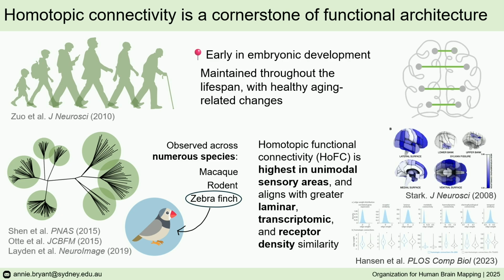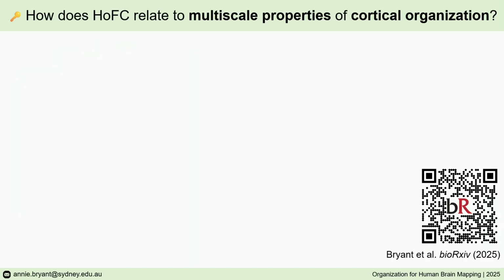And we also know from emerging work that homotopic connectivity is highest in primary and unimodal sensory motor regions, and homotopic region pairs show greater laminar, transcriptomic, and receptor density similarity. And so given our growing collective appreciation for this functional phenomenon, in this project I wanted to dig deeper to understand how homotopic coupling relates to multi-scale properties of cortical organization.